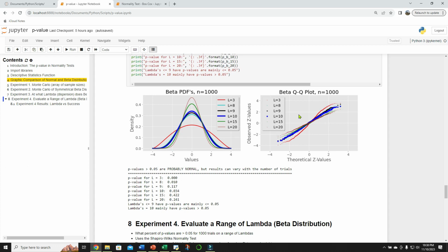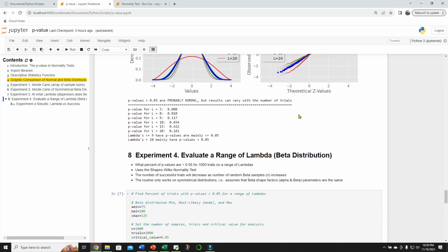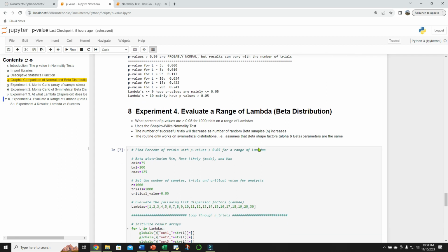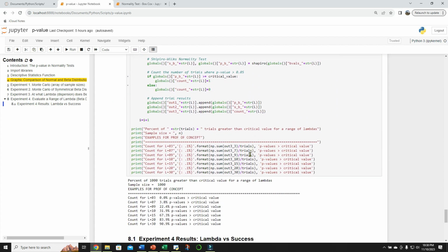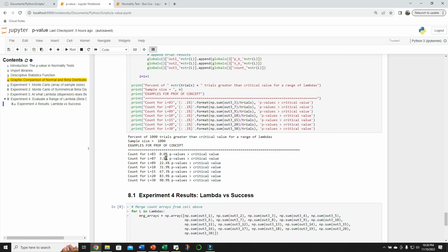In our fourth and final experiment, I wanted to find out if we ran 1,000 trials with 1,000 samples, what percentage of the trials are successful, or have p-values greater than 0.05, for a range of lambdas ranging from 1 to 30. So when I run this, I've selected a few here to look at, and we find that with a lambda of 3, we had 0% of the trials being successful. At 7, it's 3.8. At 9, it's 22.4. At 10, it's 31.9% of the trials being successful.